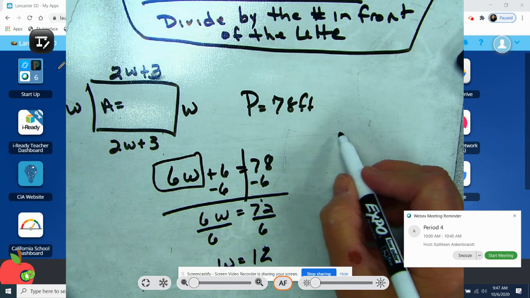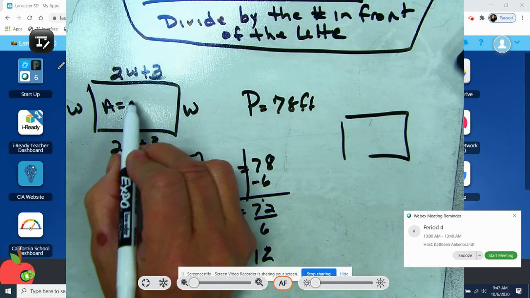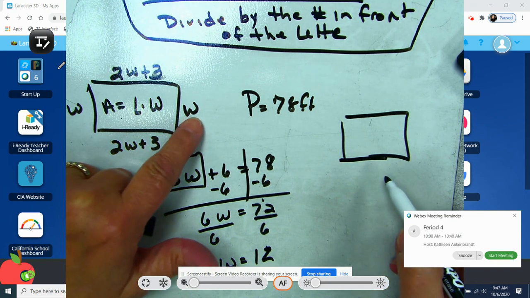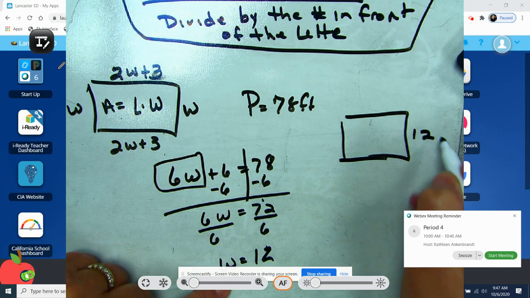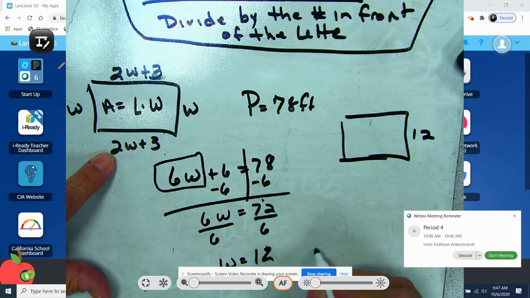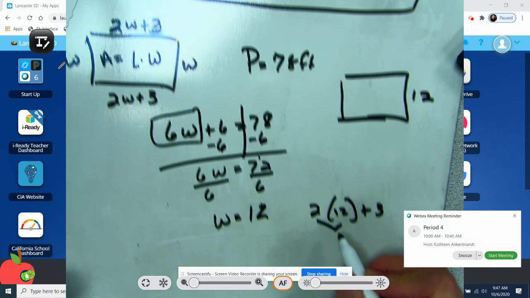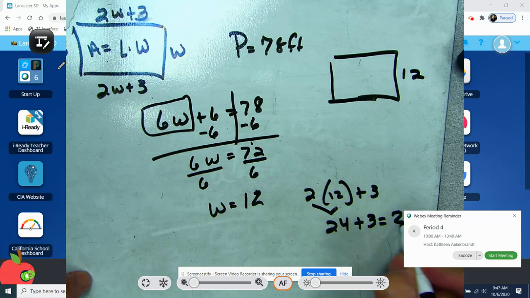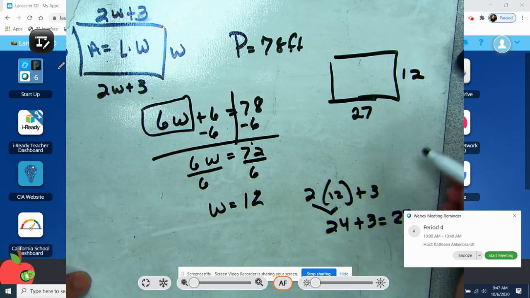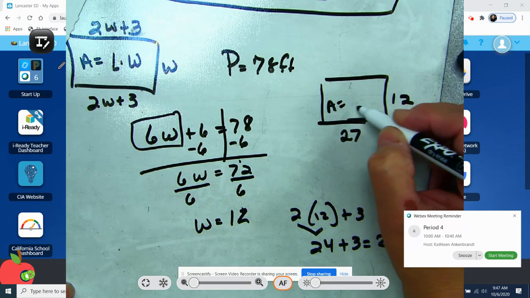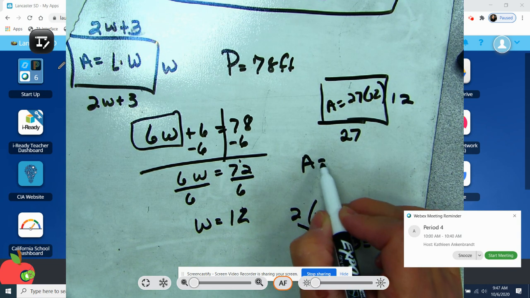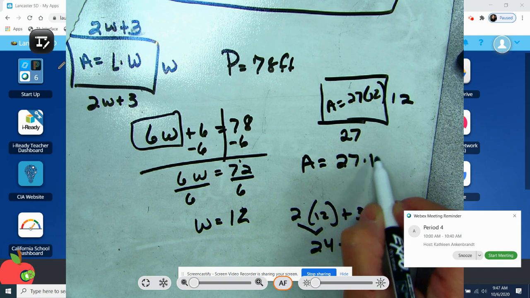Now, that's not our answer. Remember, area equals length times width. So we have to get the length and the width. We know W is 12. And this is going to be 2W plus 3. 2 times 12 is 24 plus 3 equals 27. So this is 27. So the area is going to be 27 times 12. Area equals 27 times 12.